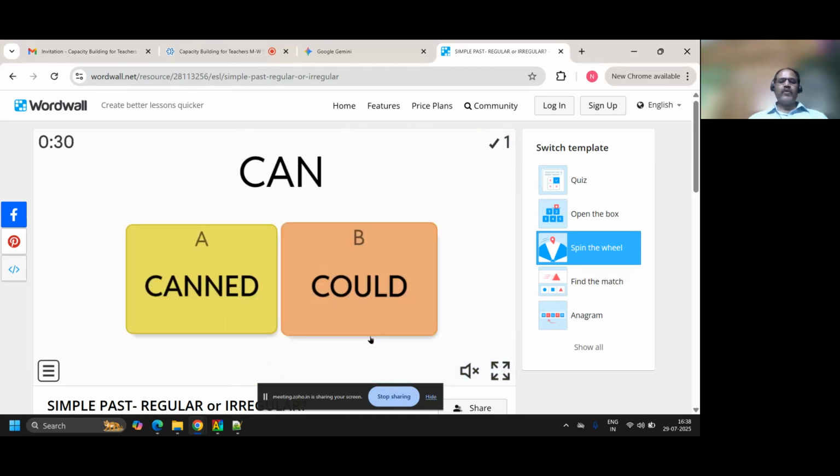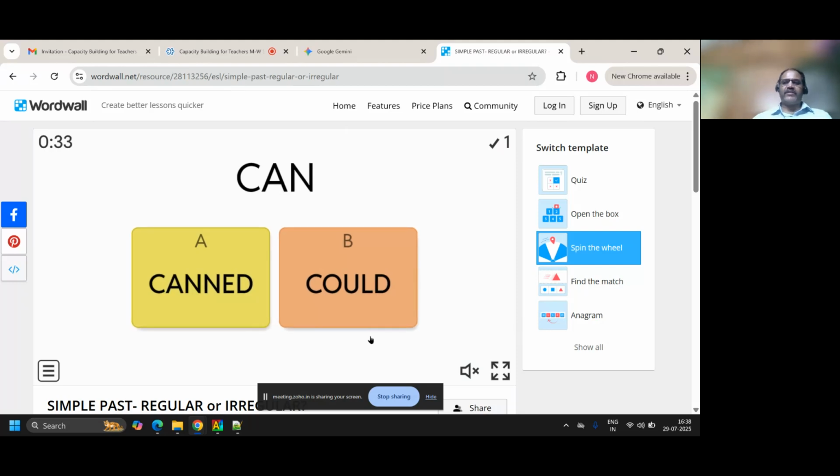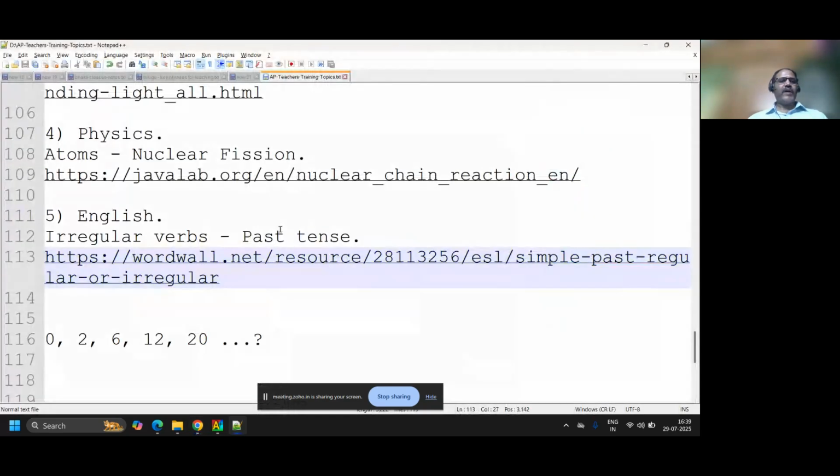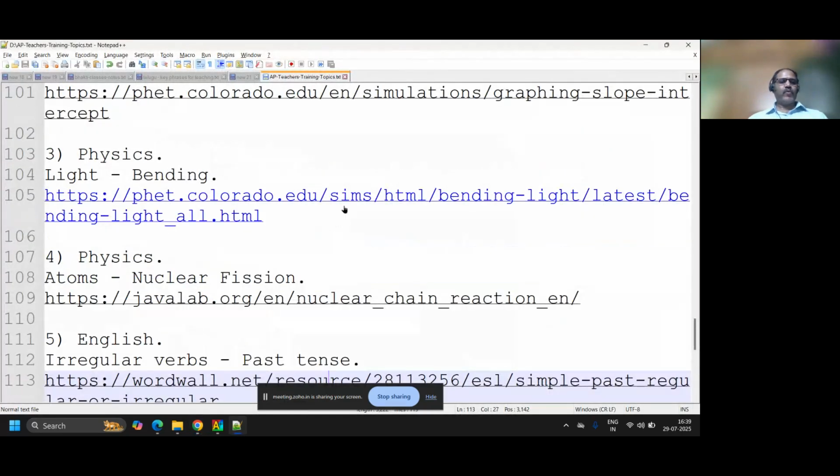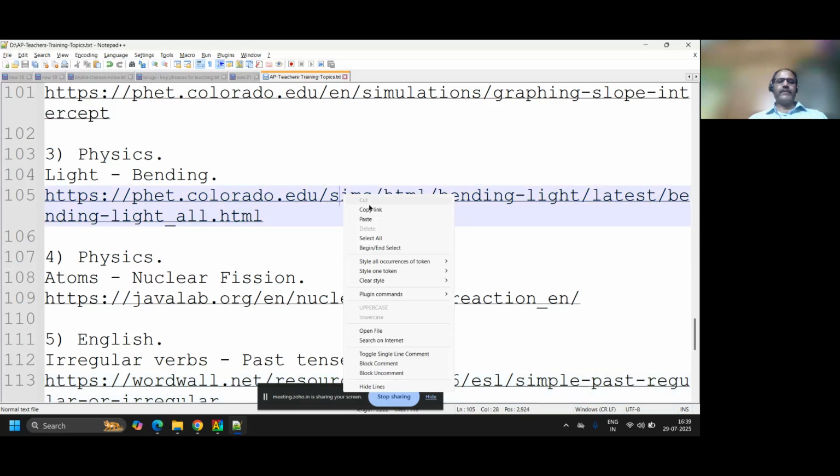So you can make it interesting for the kids. Same concept, but a different set of games. Make them play for 10 minutes so that they can understand. Right? This is on English. Now I am going to take one more thing in physics.